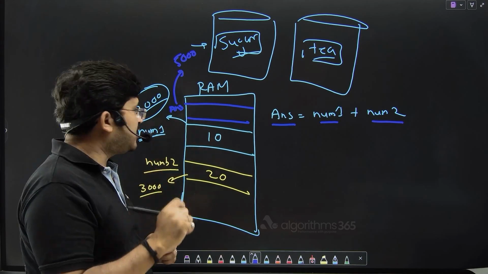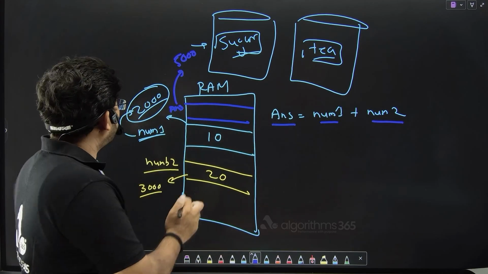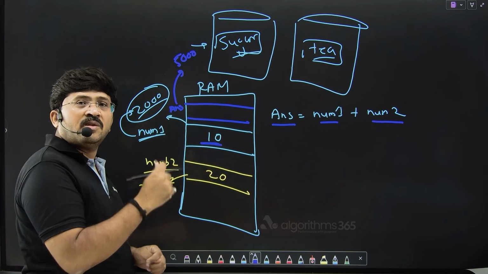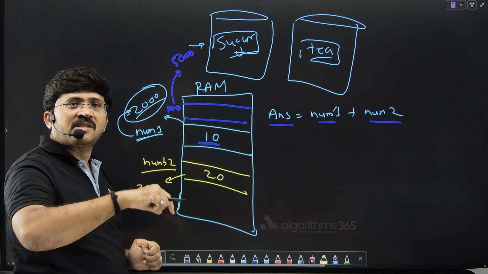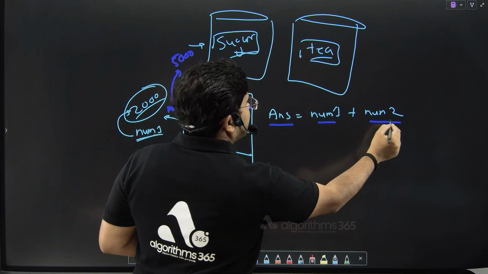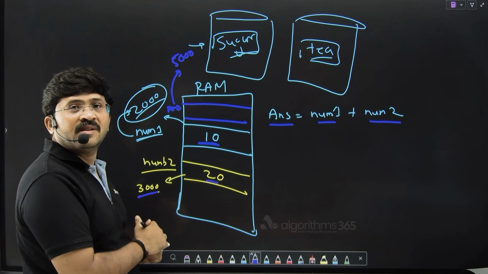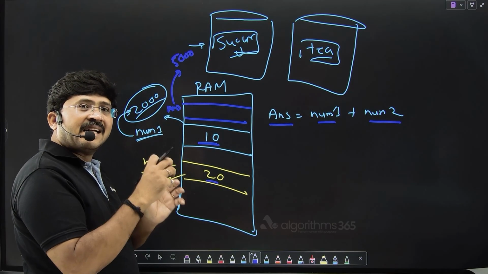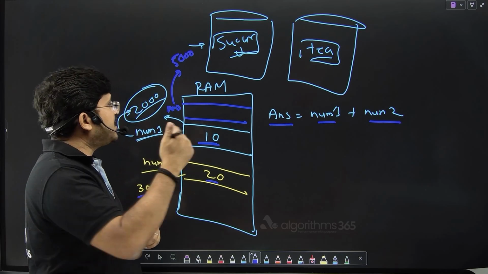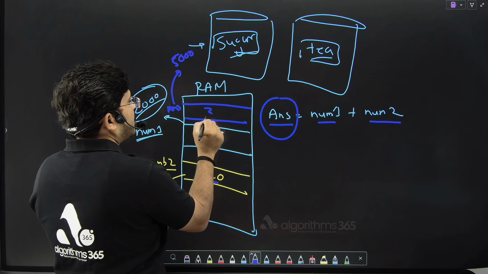So what happens is the processor goes to the address of number 1 and fetches this value, which is 10. So the value 10 gets copied to the processor, to its register. Then it goes to the next variable, number 2, which is at address 3000, and fetches this value. It does the computation, adds them, and whatever the result or answer is, it copies it into the RAM at the third address, which is answer here, 30.